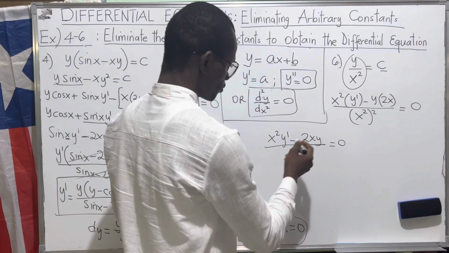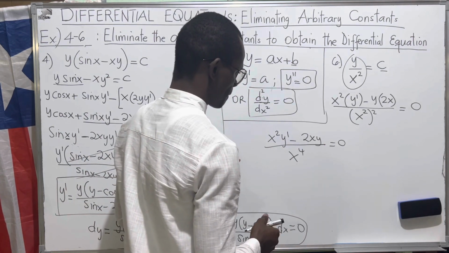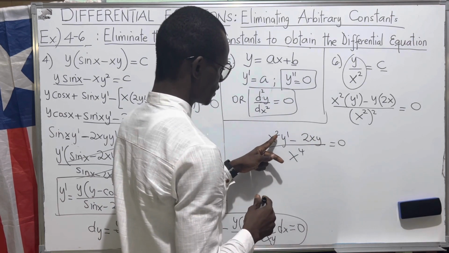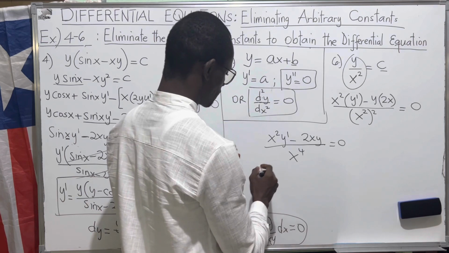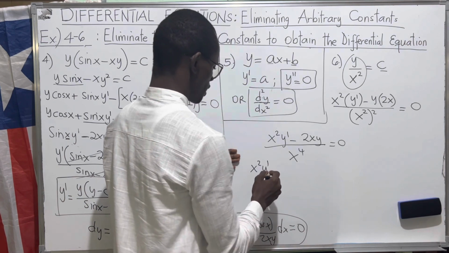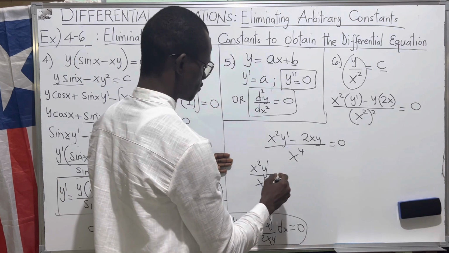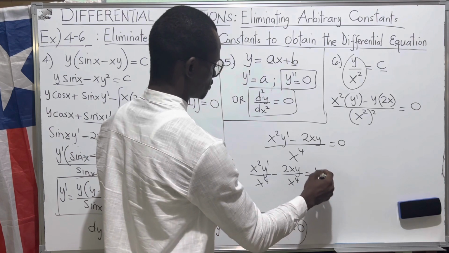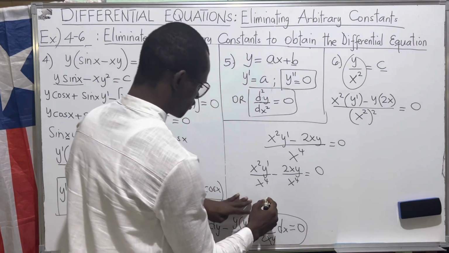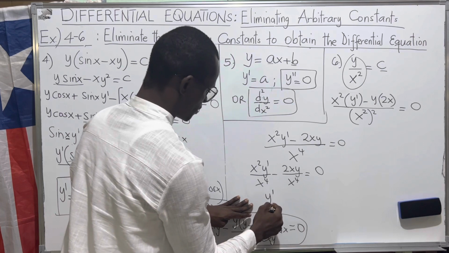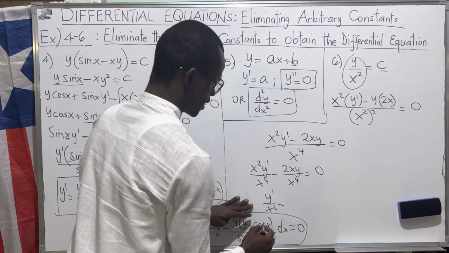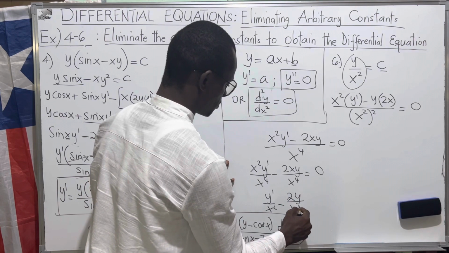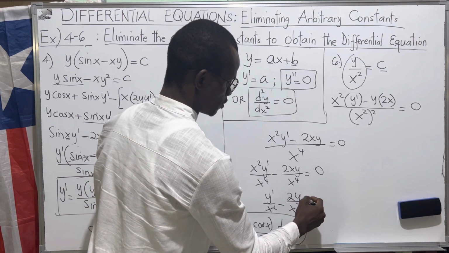So what can we do? We can factor out x squared, or we can say each term expressed over x to the fourth. So we have x squared y prime minus 2xy over x to the fourth equals 0. So this will reduce by 2 here, and by 1 here. You will have y prime now all over x squared minus 2y all over x to the third power equals 0.